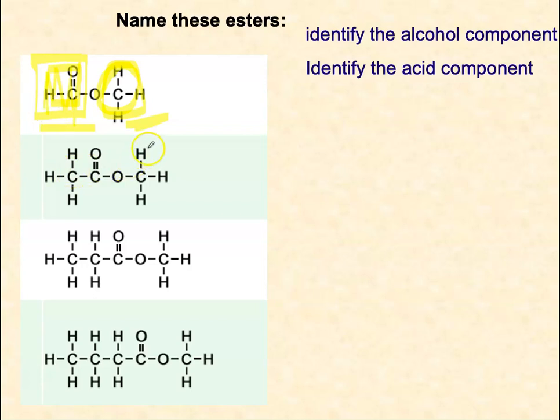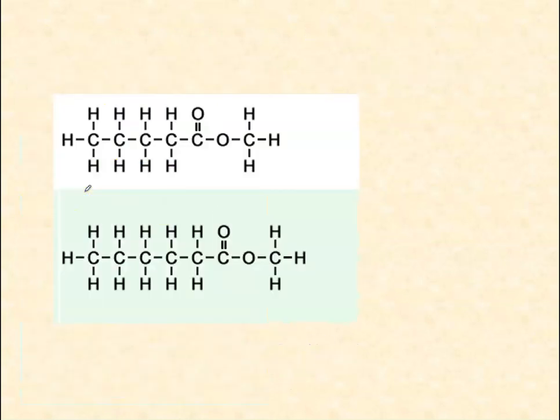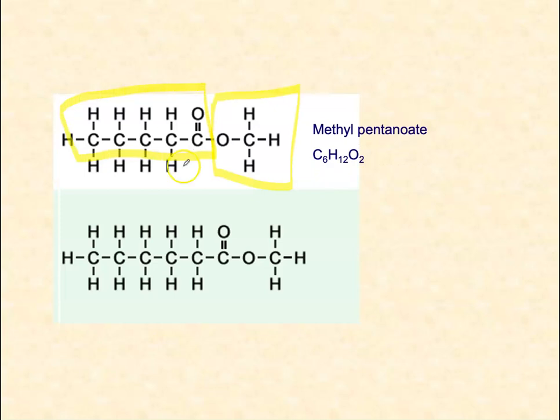Now let's name this one. That's methanol, that's ethanoic acid. So the alcohol we started with is methanol and the acid is ethanoic acid. So we will name this as methyl ethanoate. Okay, this one. If we look at this side, there's your methyl, and 1, 2, 3, 4, 5 carbons. So this is the carboxylic acid part. So we will say methyl pentanoate, and the one below that methyl hexanoate.